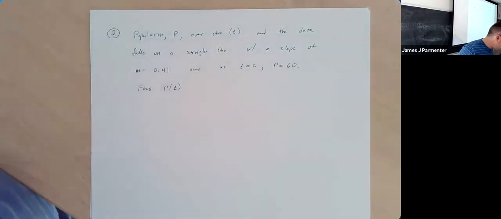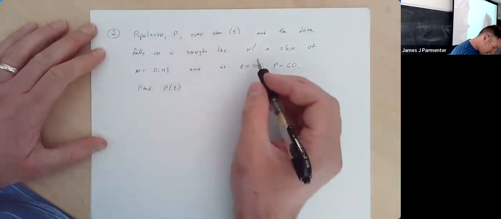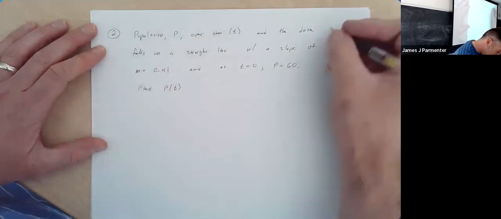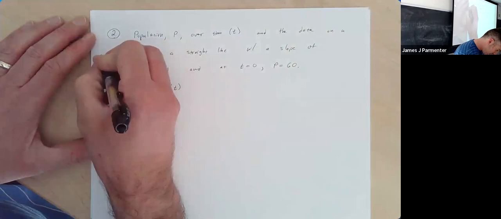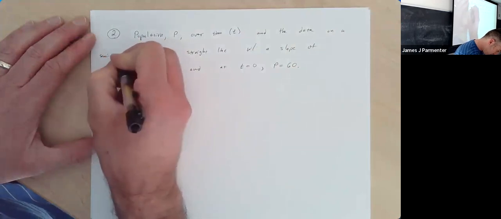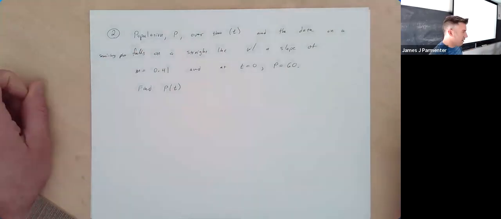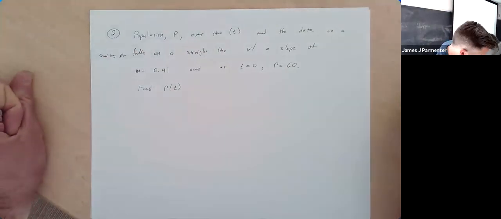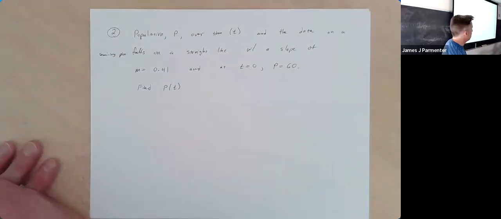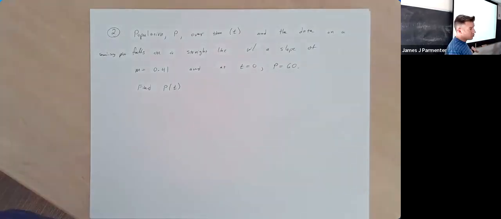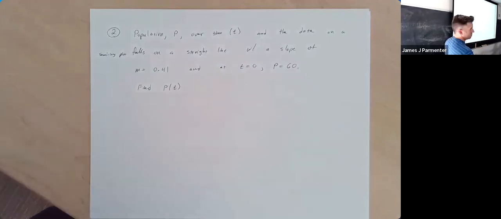Oh, I missed one very important word, and I'm sorry. Falls on a straight line, so the data on a semi-log plot. Sorry about that. Falls on a straight line with a slope of 0.41 and has the point t equals 0, p equals 60. You don't need to draw a graph of this, but it doesn't hurt. So you can totally skip the graph part.